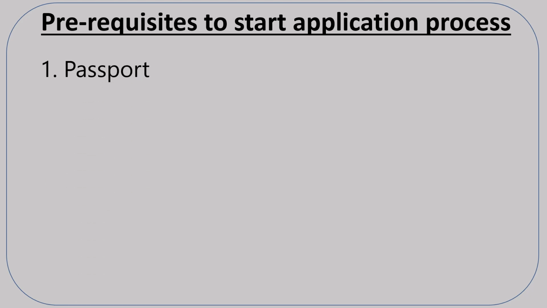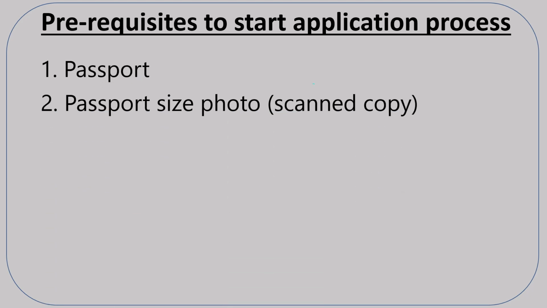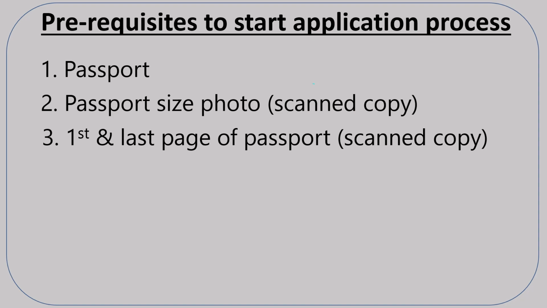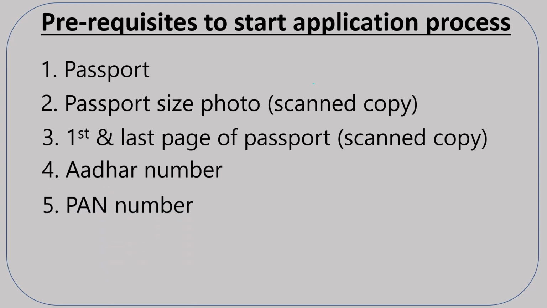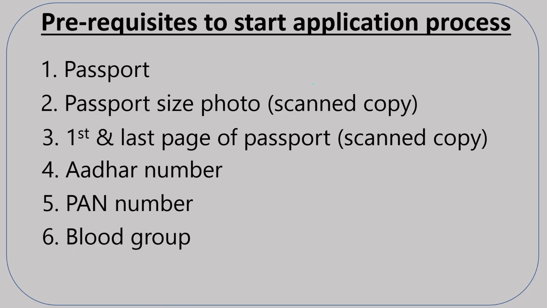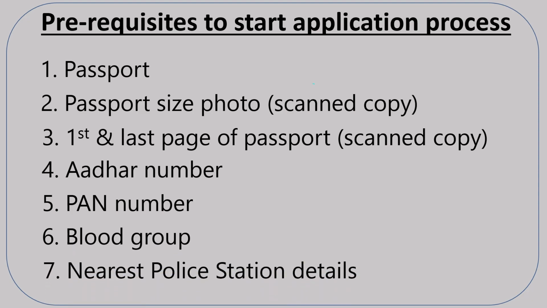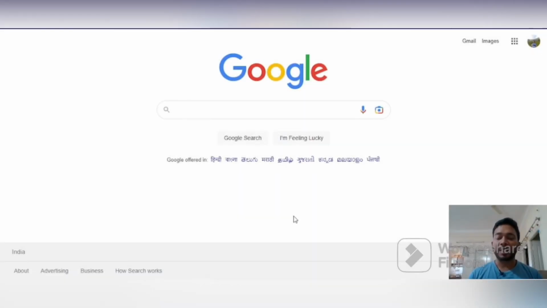First, passport. Second, a scanned copy of a passport size photograph. Third, scanned copies of the first as well as last pages of the passport separately. Fourth, Aadhaar card number. Fifth, PAN number. Sixth, your blood group. And last, the nearest police station address to your current residence. So now that we know what all documents are required, please keep those documents ready for the purpose of making an application. Now let's actually see how the application can be made.